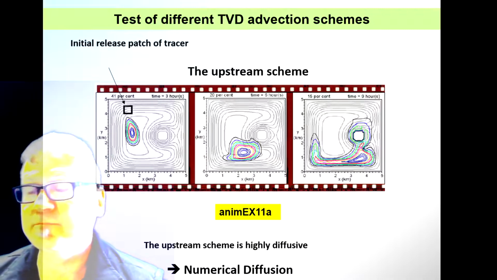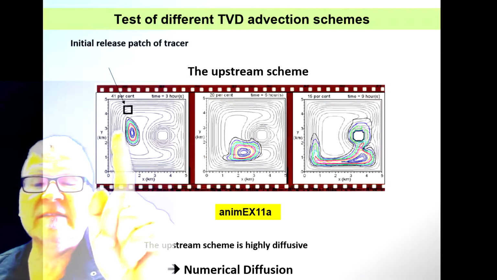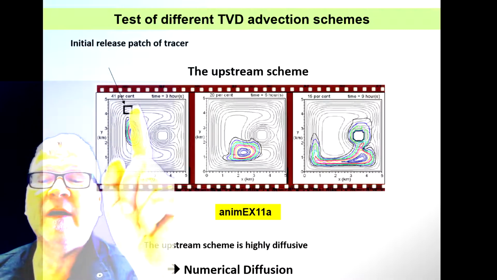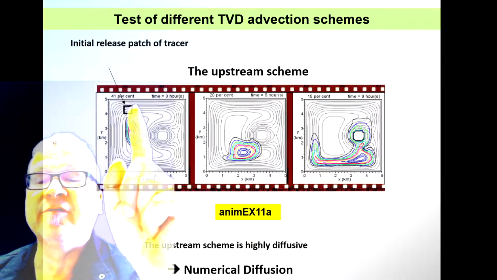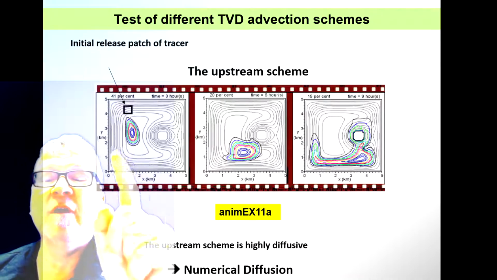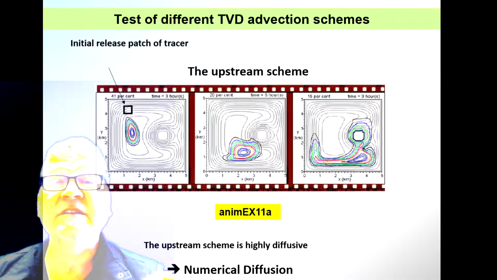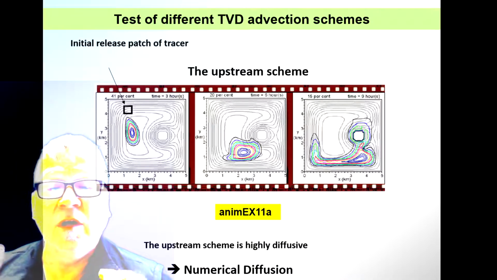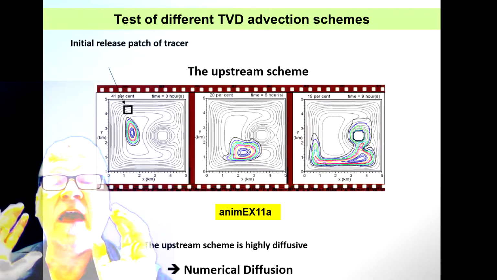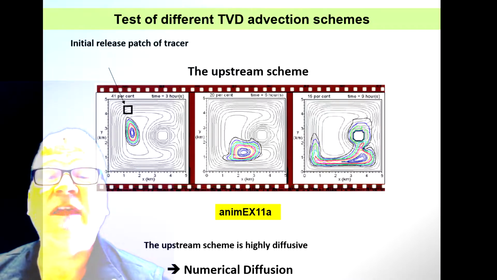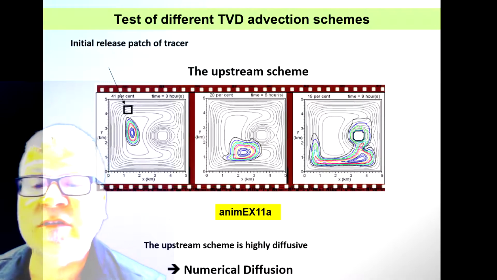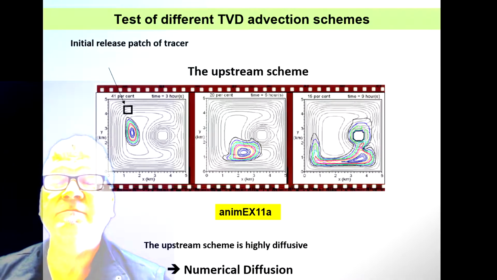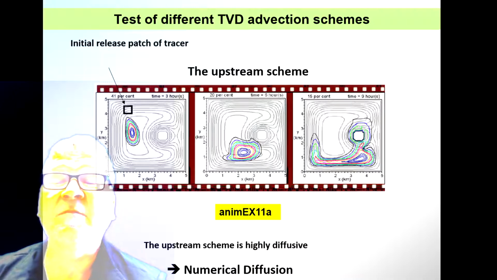So what we do is, in this area here where there's this little square, we prescribe a concentration of 1 or 100%, and everywhere else the concentration is 0. And then we start the simulation, and what's shown here are the outputs after 3 hours, 6 hours, and 9 hours of this simulation.